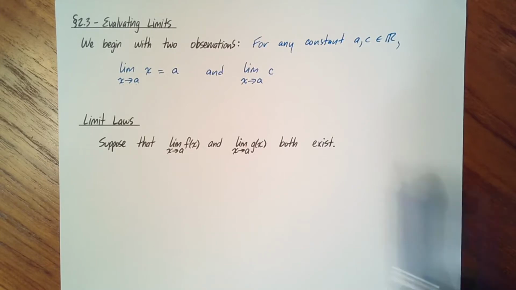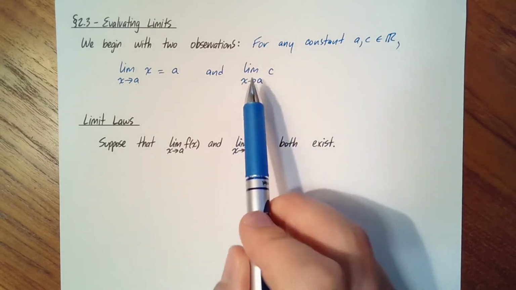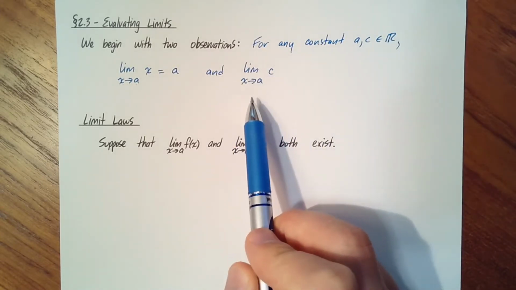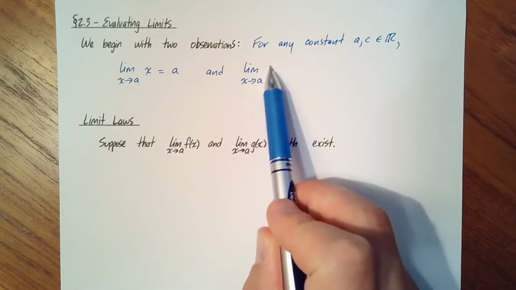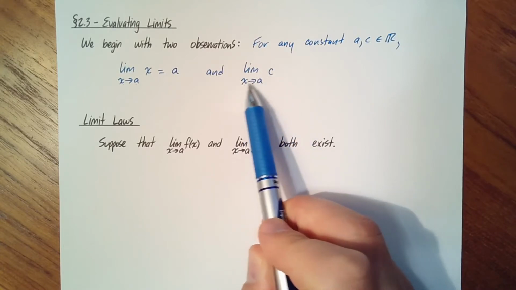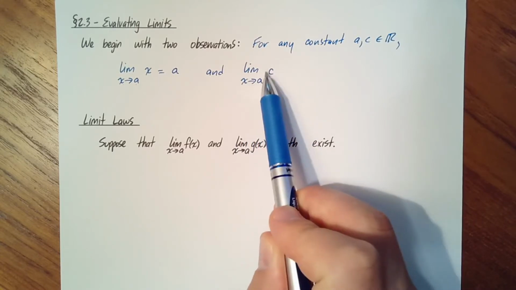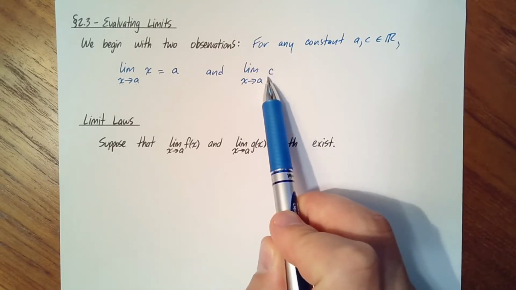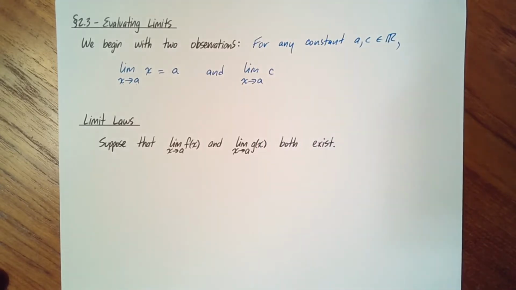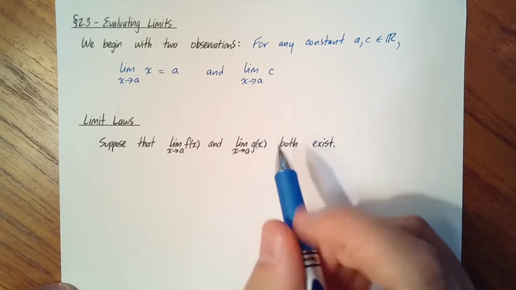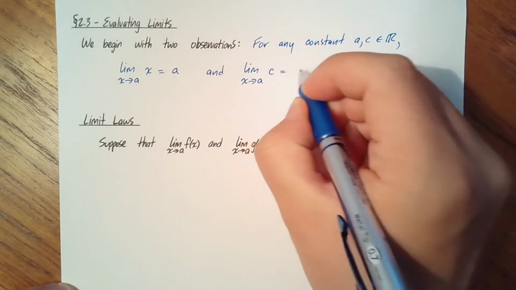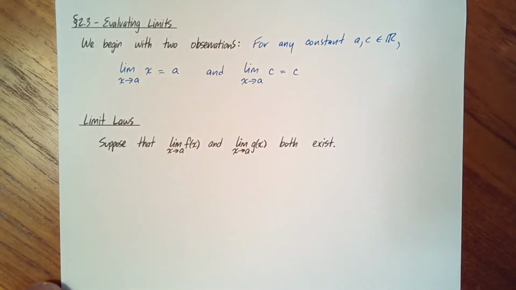So what happens if I try to work this limit out? Well, you're basically asking a question again. You're saying, what happens to the values of this function as x gets closer and closer to a? Well, the values of this function are all going to be c, no matter what. So c really doesn't care what's happening to a. It's always going to be c. So this limit is also going to be something that you can just write down right away.